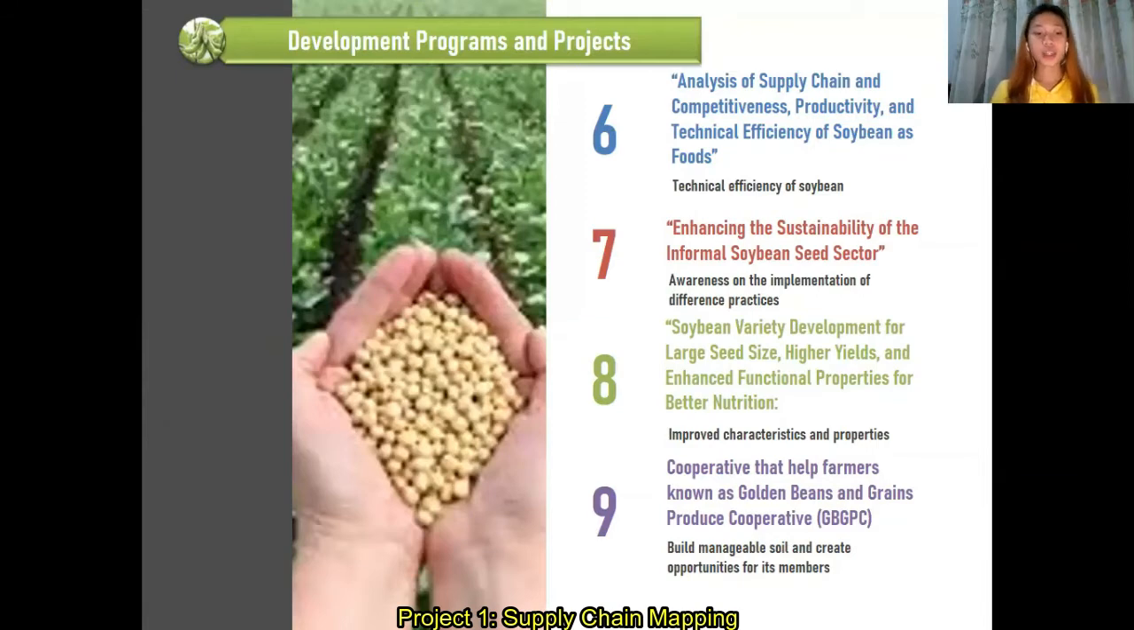Project 1 is supply chain mapping. Project 2 is soybean production system. Project 3 is identifying challenges. Project 4 is soybean variety development.